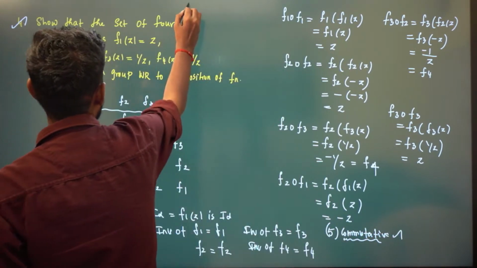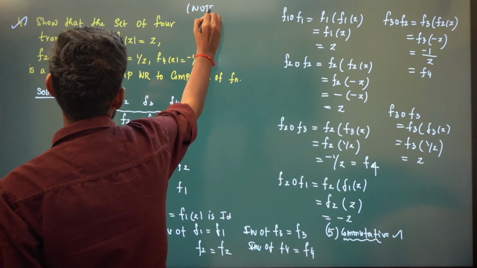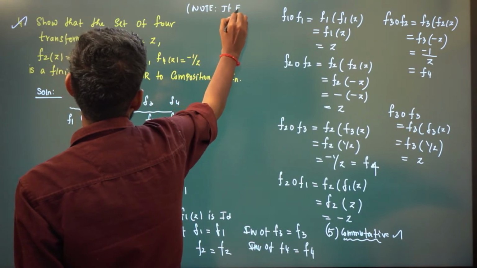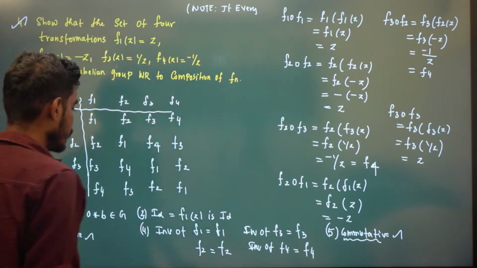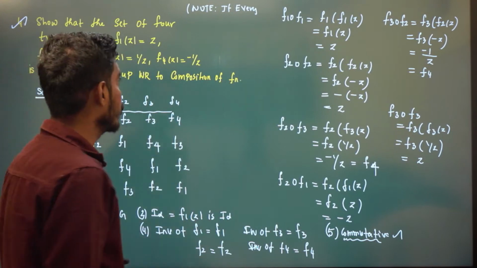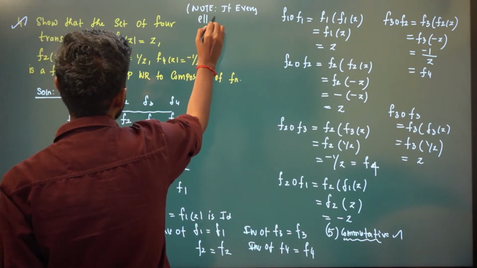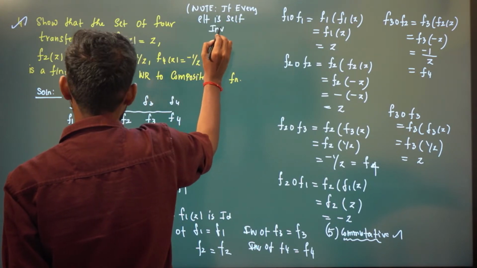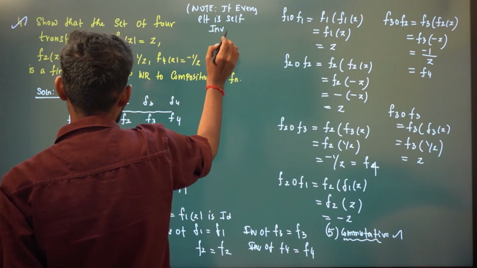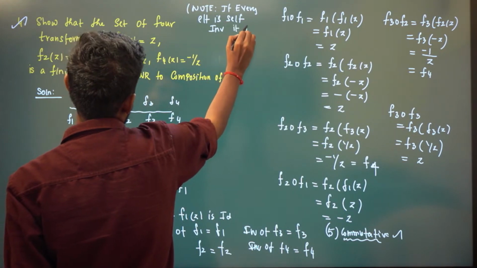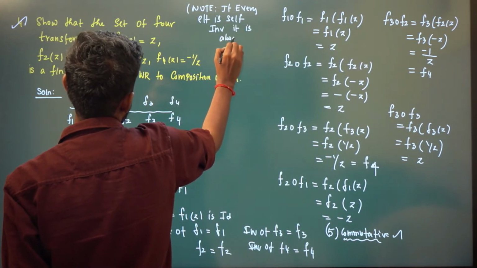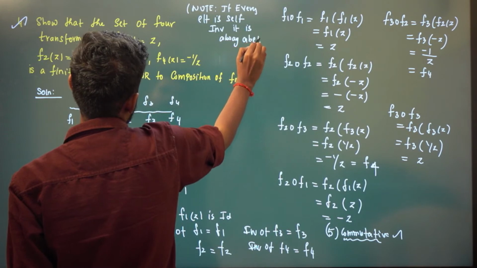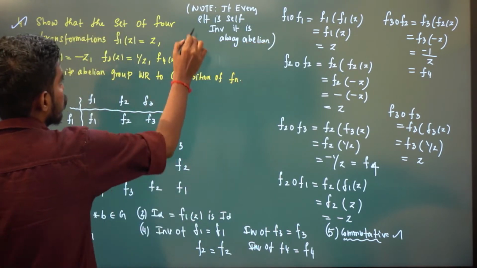You just make a note of it. We will prove this later. If every element is self-inverse, self-inverse means the inverse of that element is that element itself. If every element is self-inverse, it is always abelian. See, you just compare this with the Klein 4 group.